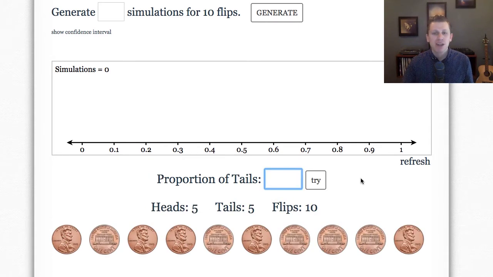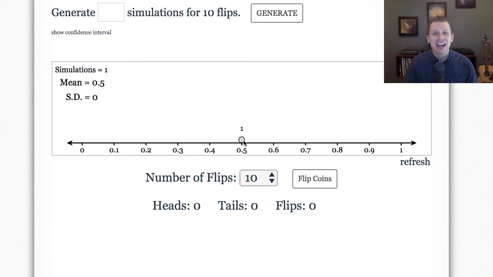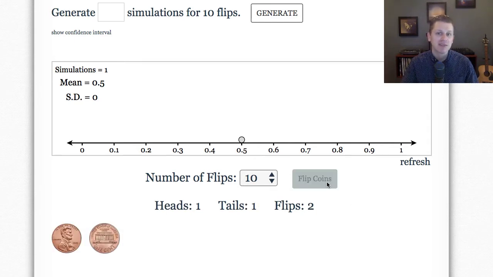Here I flipped a coin 10 times and look at what happened. Of course this happened. This is the most predictable thing that could happen. I got 5 tails. So the proportion of tails that I got is 50% or 0.5. This dot here means that I flipped a coin 10 times and I got 5 tails, which has a proportion of 50%. Let's do this again. Let's flip the coin 10 times and see what happens.